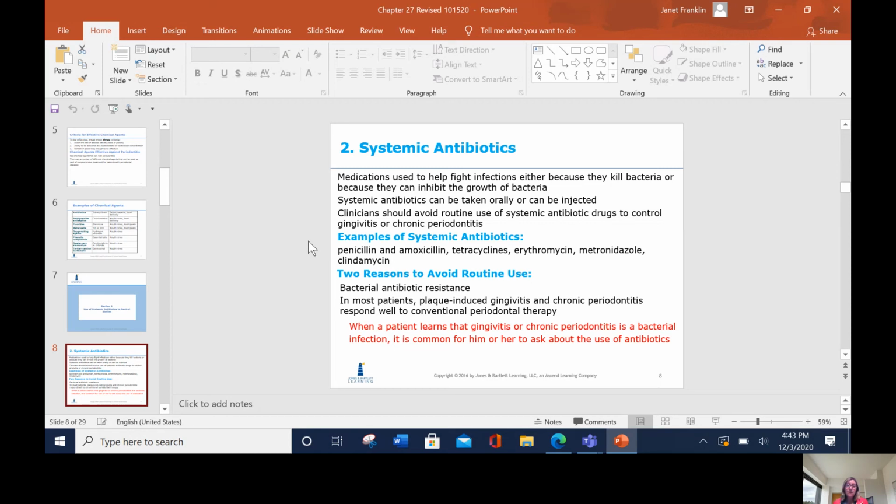We talked about bacterial resistance. When a patient learns that gingivitis or chronic periodontitis is a bacterial infection, it is common for him or her to ask about the use of antibiotics.